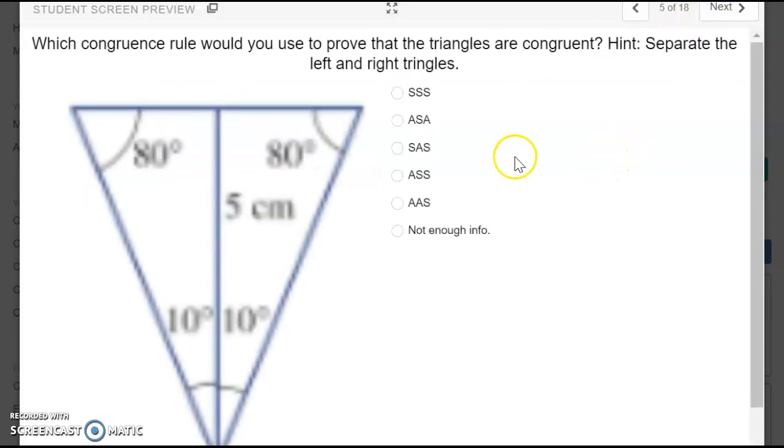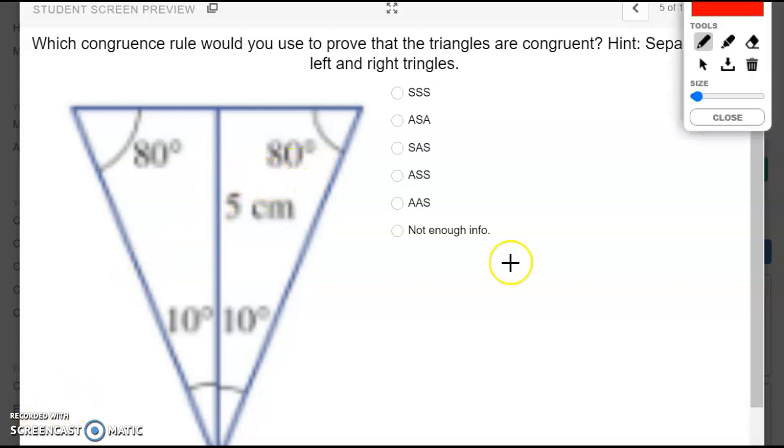Okay, what about this? Which congruence rule? Hint: separate the left and the right triangle. If I was to redraw this, I could separate the left and right triangle like so.